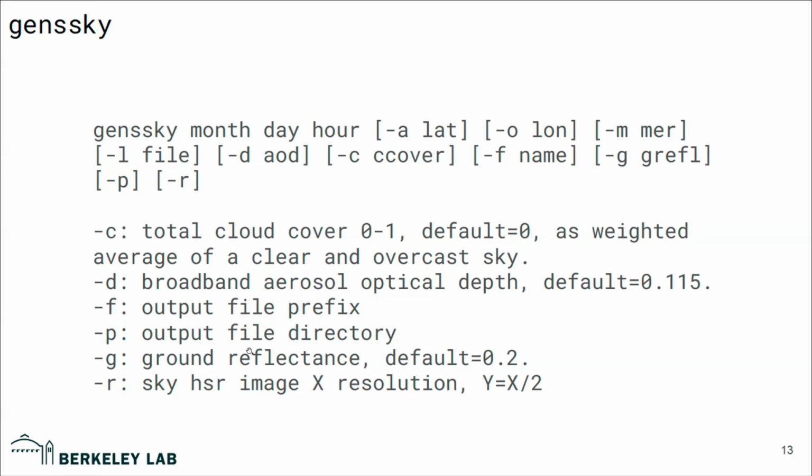And then for the ground, we have a neutral ground. We probably want to change those to be spectral at some point. So right now it's only a neutral ground. And then also the hyperspectral sky map has a resolution that is the equirectangular projection with X resolution and Y resolution is X divided by 2.